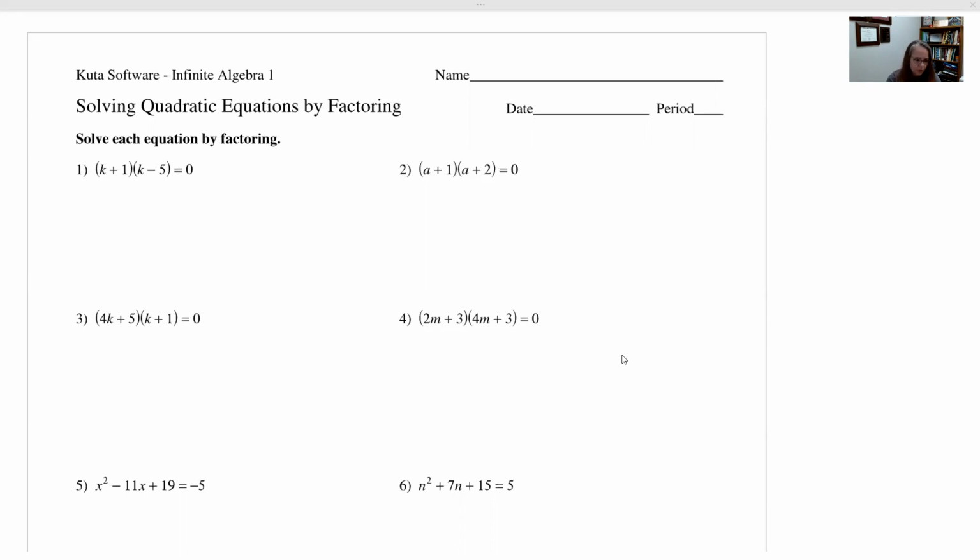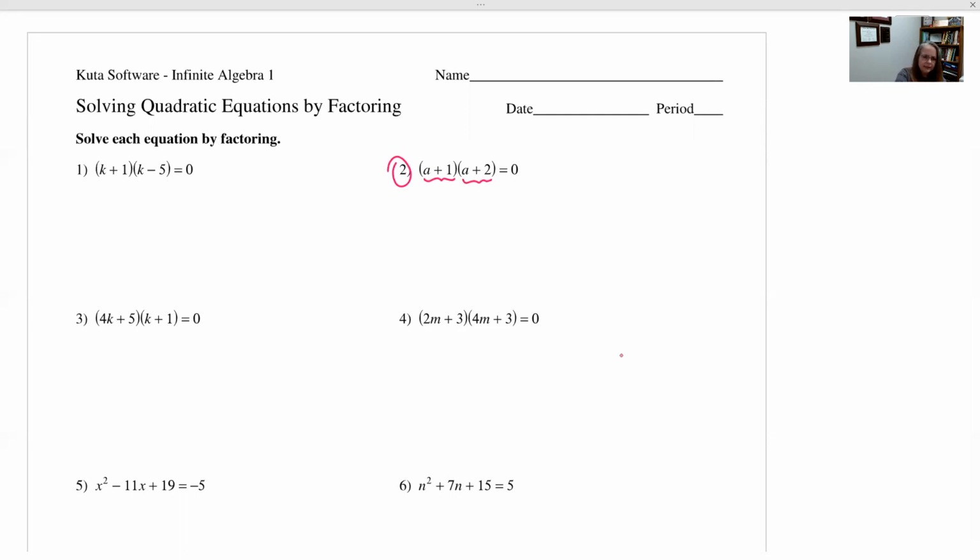The first 4 problems here, even though we're under the section of solving by factoring, are already factored for you. And so it requires that you understand the concept. I'm just going to look at number 2. It requires you to understand the concept of factors. So a plus 1 is a factor and a plus 2 is a factor.